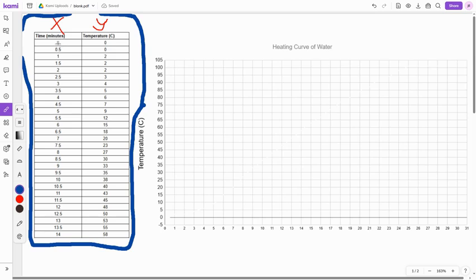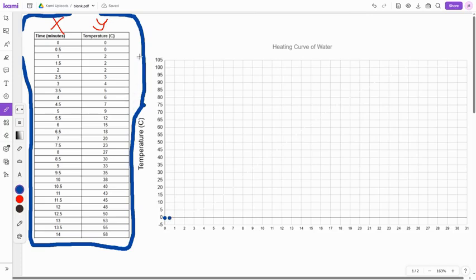Now, the way this works to plot your data, we'll start with the x value, say at time 0, and then we'll use the y data, temperature 0, to plot a point at 0 on the x and 0 on the y, right at that 0, 0. The next data point will be at 0.5 minutes and a temperature of 0. So we'll go to 0.5 on the x-axis. It's right between 0 and 1. And we'll stay at 0 on the y-axis. So our second point will be there.